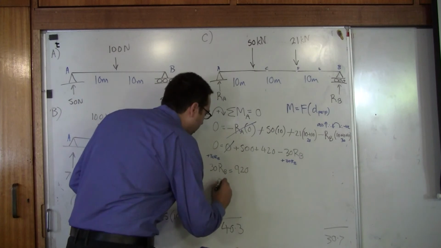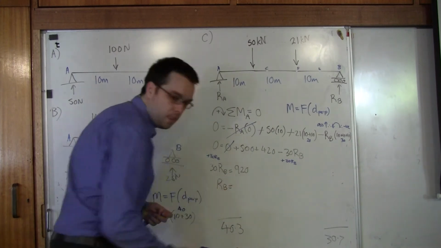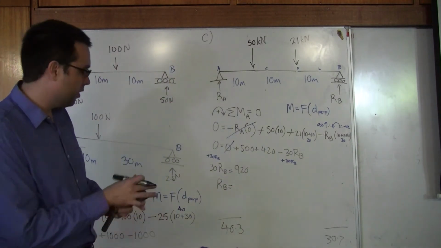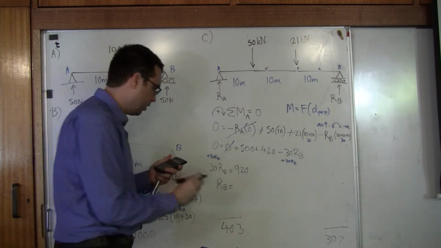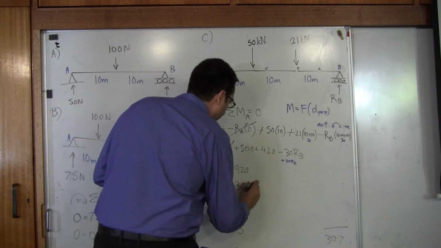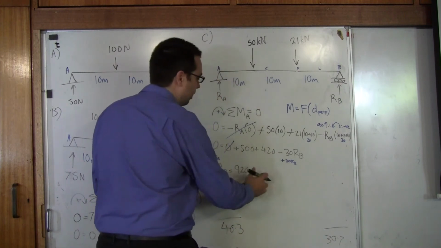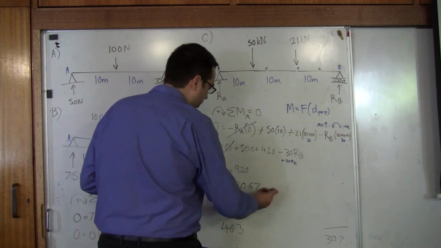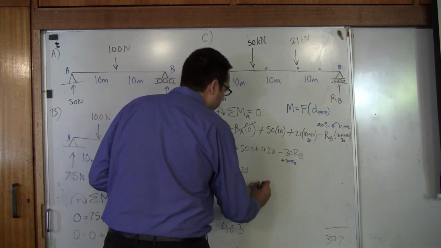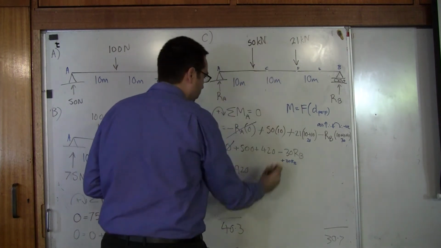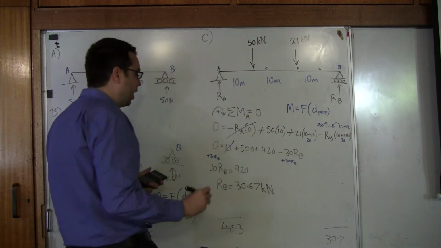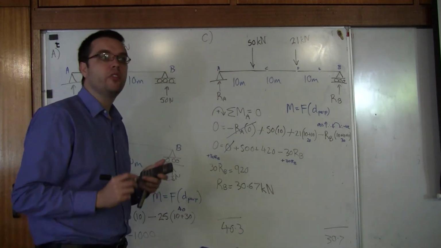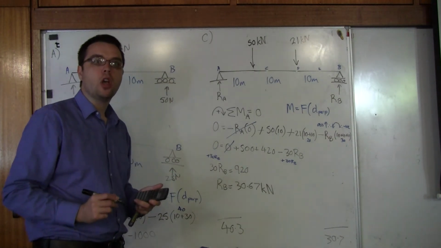So, RB equals, I'll get the exact values, 30.67, and that's obviously 6666 repeated, I'm just going with that to 30.7. Now, the value is in kilonewtons. We didn't convert back to newtons at any point. Now, it's a vector. Vectors have direction. Which direction?